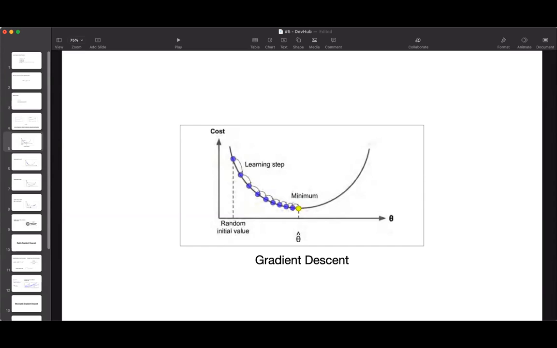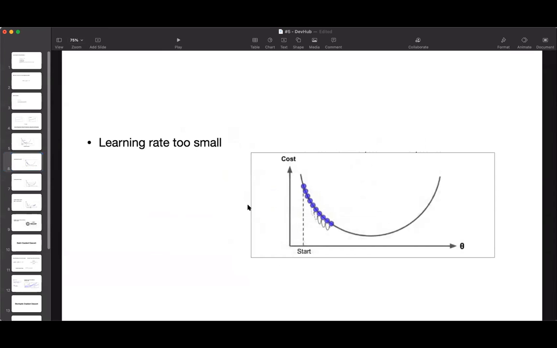If the learning rate is too small, then the algorithm will have to go through many iterations to converge, which will in turn take a long time. We'll see this next. See, this is where the learning rate is too small. So if the learning rate is too small, the number of iterations would increase.